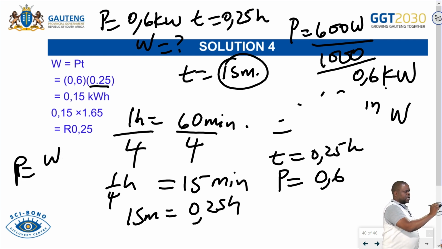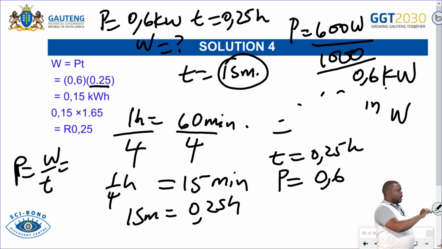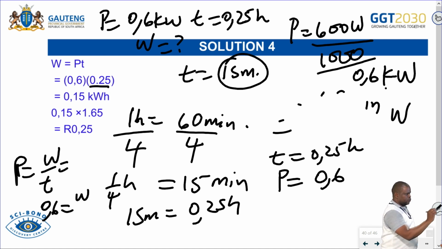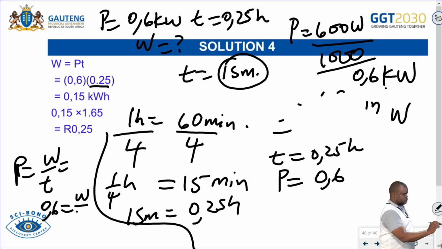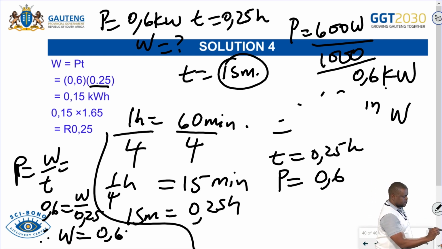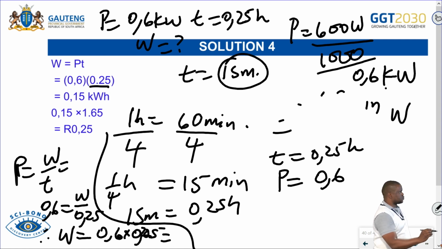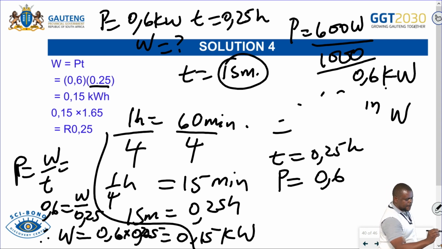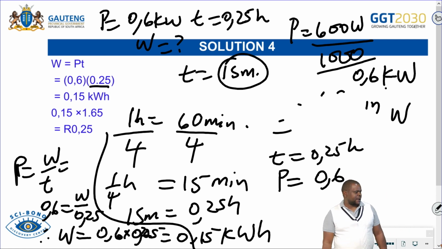Therefore, the formula that we're going to use is P is equal to W over T, ne? Which is the same as saying 0.6 is equal to W over 0.25. Therefore, W is equal to 0.6 multiplied by 0.25, which is giving us 0.15 kilowatt per hour. Kilowatt per hour.